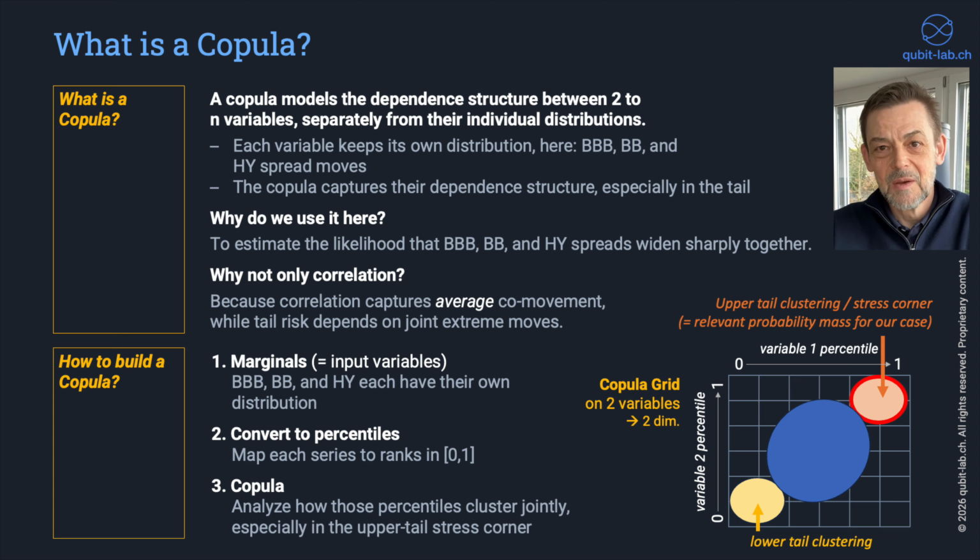Operationally, we take each marginal and map observations into percentiles, and then study how those percentiles bunch together. Once the copula is discretized into a joint grid, the problem becomes one of representing and sampling a large joint probability distribution. And that is where quantum generative modeling enters the picture.